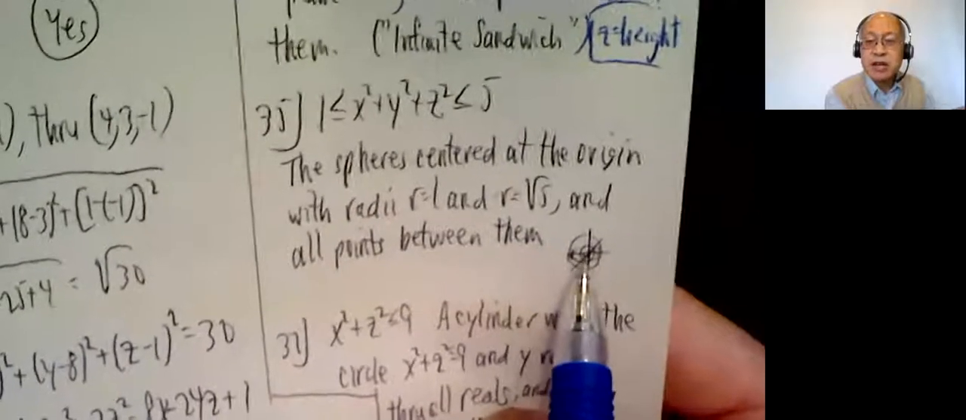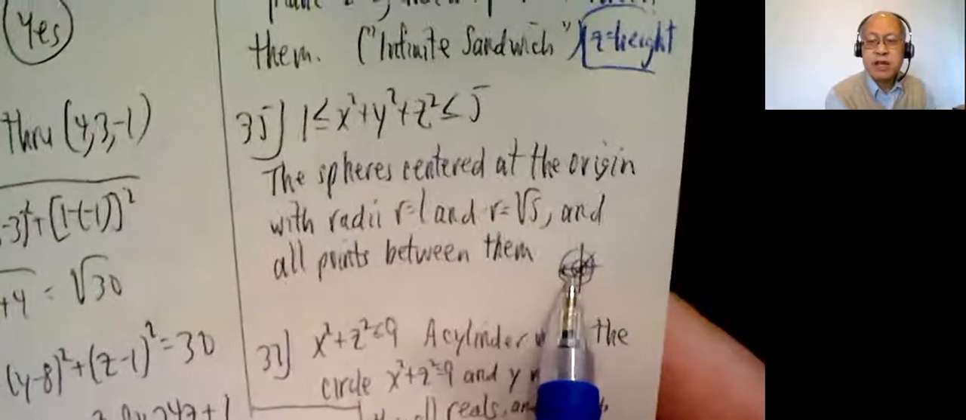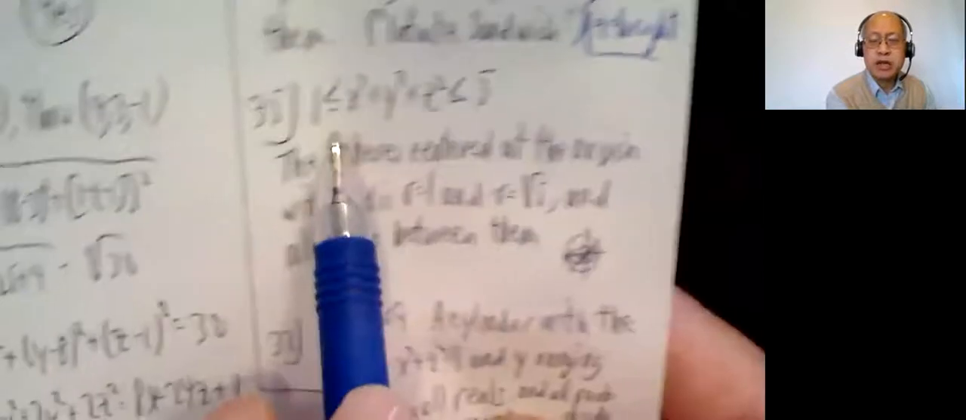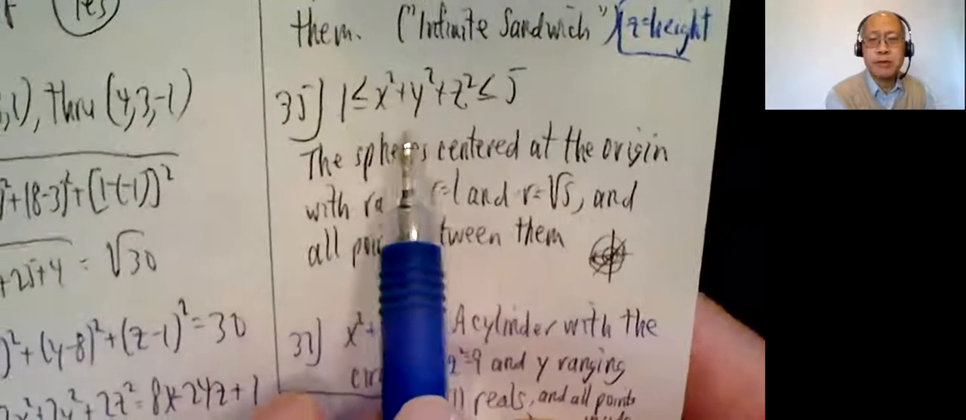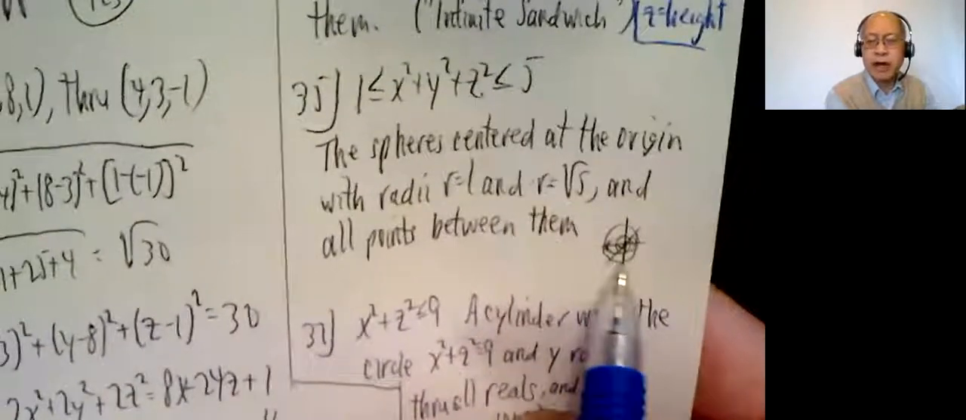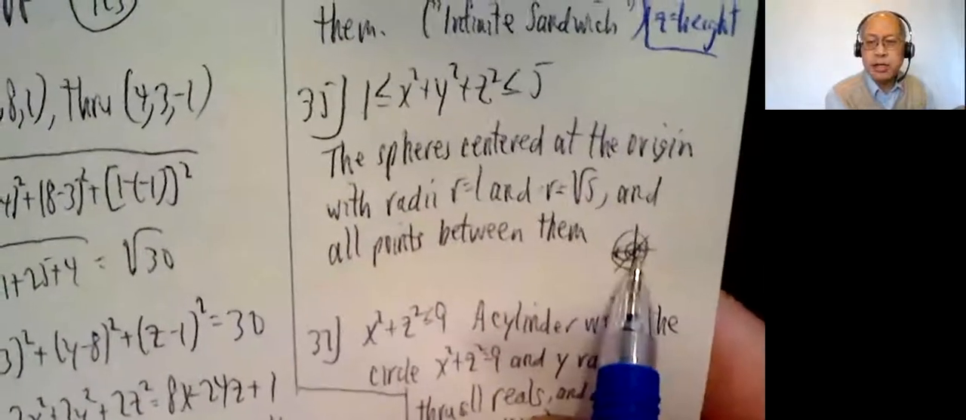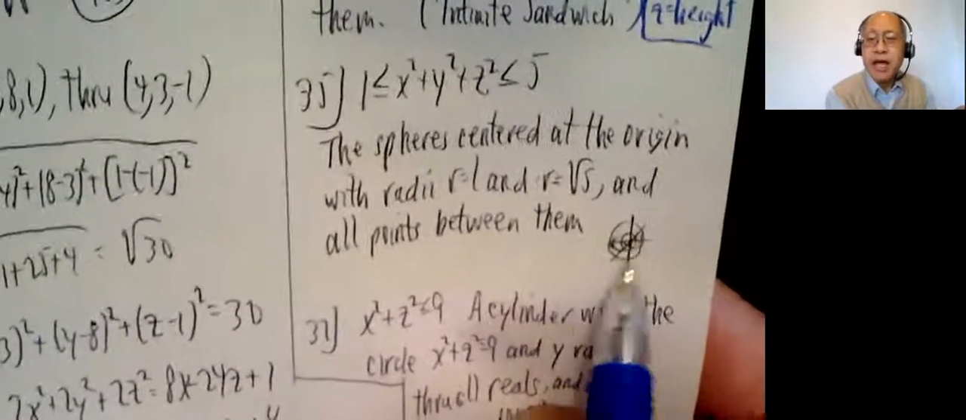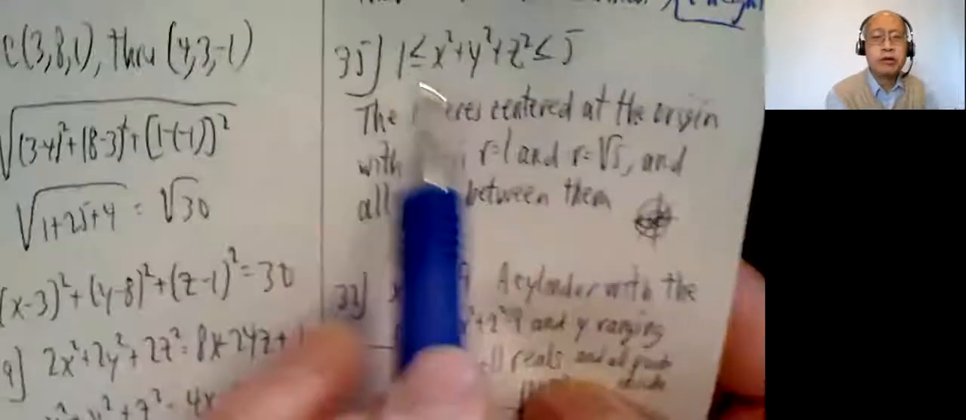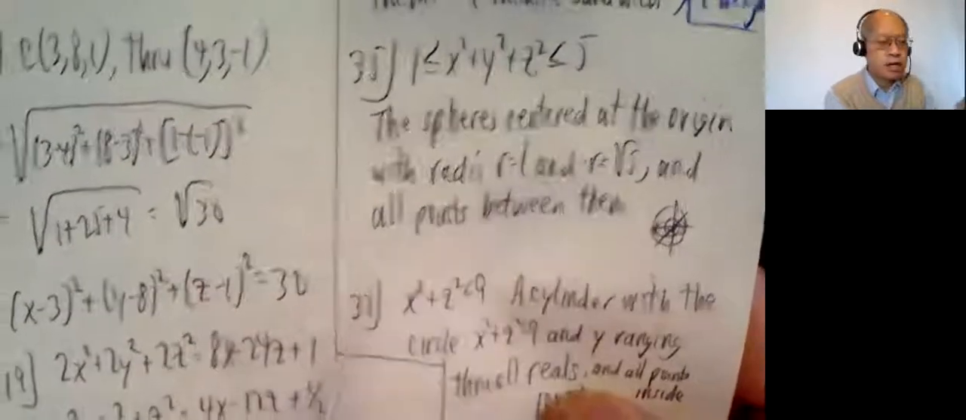That inside sphere in 3D is supposed to be the unit ball, unit sphere, X squared plus Y squared plus Z squared equals 1. The outside one has a radius of radical 5, and you want all the points on both spheres and everything in between. You're counting both spheres because you have the line underneath in both cases.